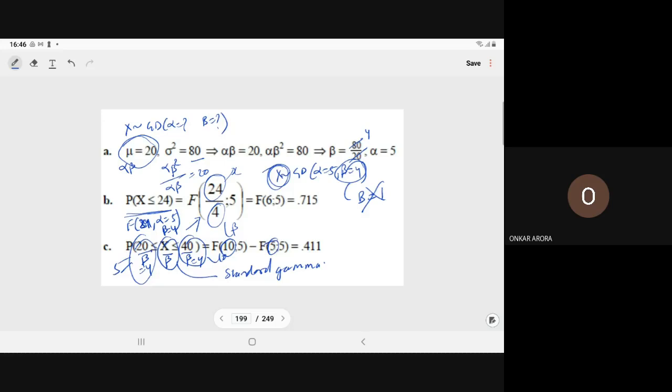Clear? So here, alpha is what? Alpha is equal to 5. So that 5 we have written here. Now we can see the table of standard gamma. So here we have the required value 0.411.